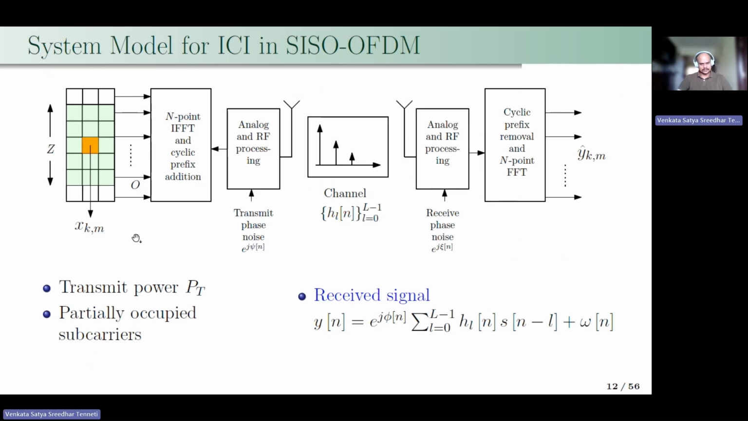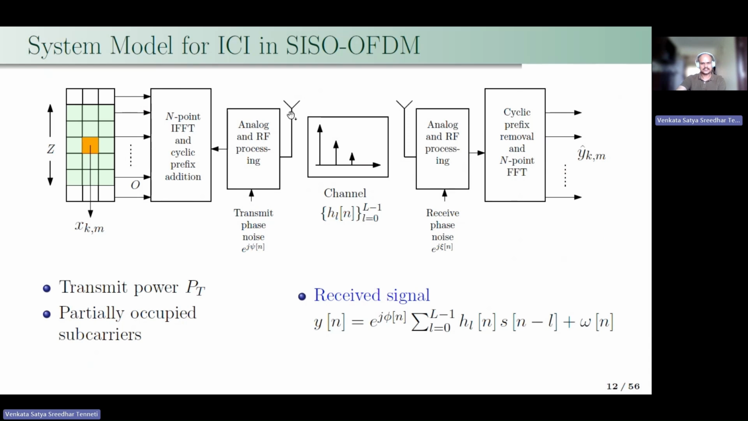Here we are considering an OFDM transmitter and OFDM receiver, with single antennas. This is the resource grid for the OFDM transmitter. Out of the N subcarriers, we are using Z subcarriers. The subcarriers start at offset O. In the OFDM modulator, an N-point IFFT is computed and the cyclic prefix is added. The analog and RF modules induce a transmit phase noise.